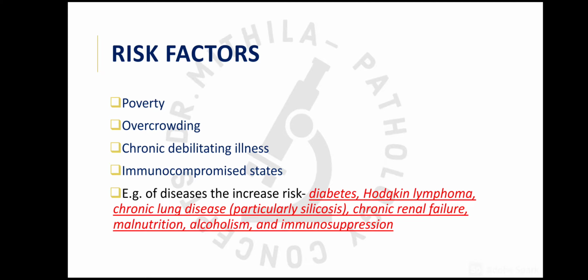Next we come to the risk factors. So risk factors for tuberculosis are poverty, overcrowding, chronic debilitating illness, and immunocompromised states. There are certain conditions which increase the risk of development of tuberculosis, like diabetes, Hodgkin lymphoma, chronic lung diseases, chronic renal failure, malnutrition, alcoholism, and immunosuppressed states like HIV and patients on glucocorticoids. And this disease is also more common in the developing countries.